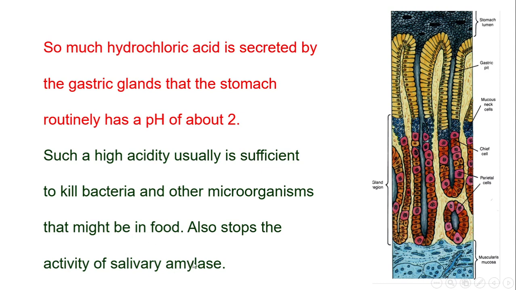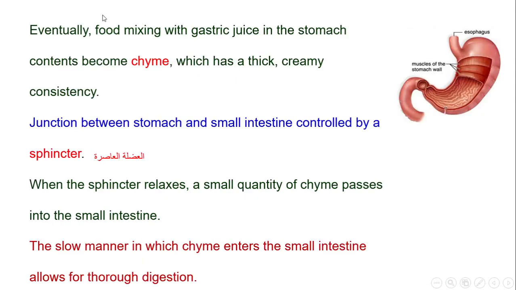It also stops the activity of salivary amylase. Eventually, food mixing with gastric juice in the stomach becomes chyme, which has a thick, creamy consistency. The junction between the stomach and the small intestine is controlled by a sphincter. When the sphincter relaxes, a small quantity of chyme passes into the small intestine. The slow manner in which chyme enters the small intestine allows for thorough digestion.